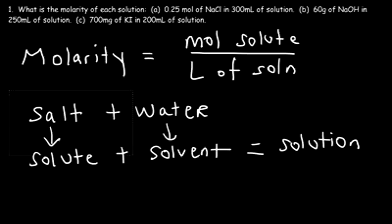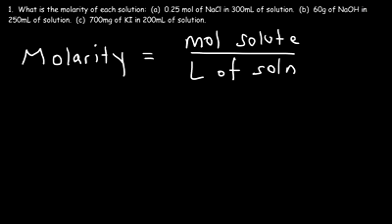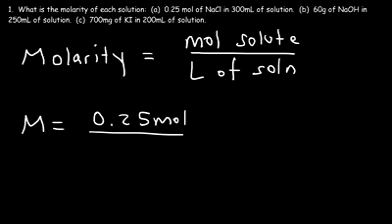So now let's work on this example. Let's focus on part A. 0.25 moles of sodium chloride in 300 milliliters of solution. What is the molarity of that solution? So we're given everything that we need. We have the moles of the solute. Sodium chloride dissolves in the solution. And we have the volume of the solution.